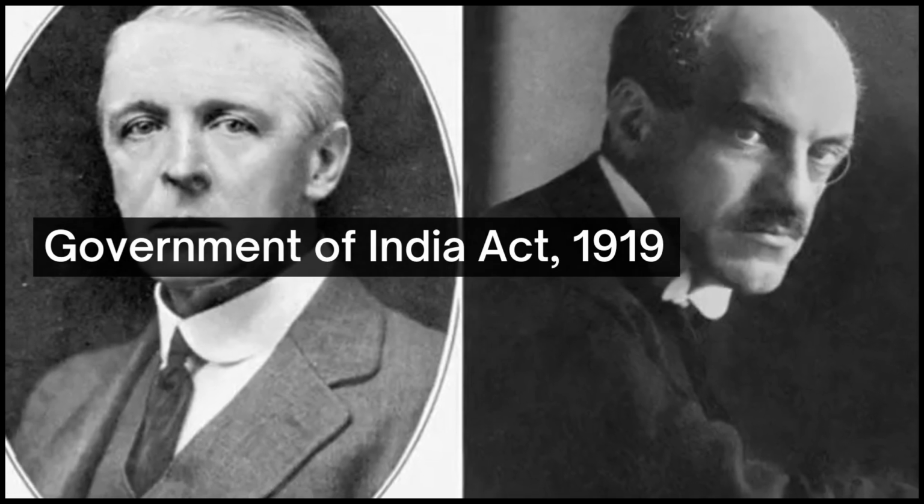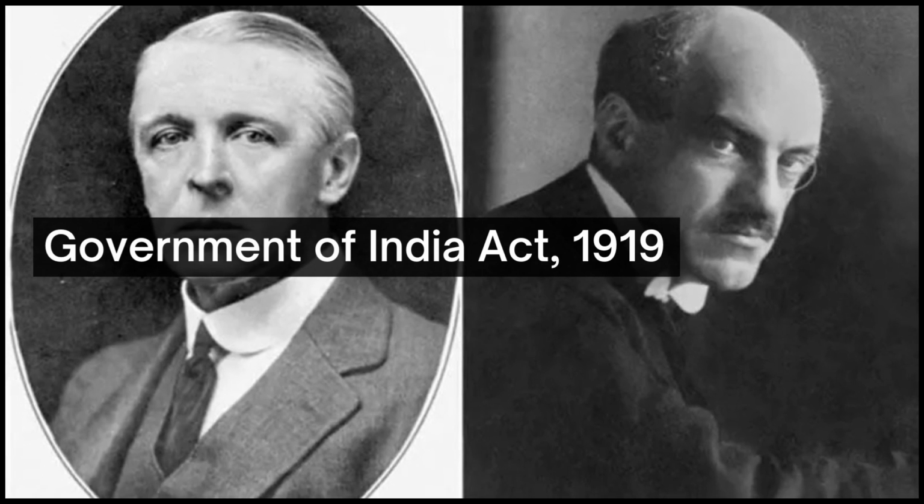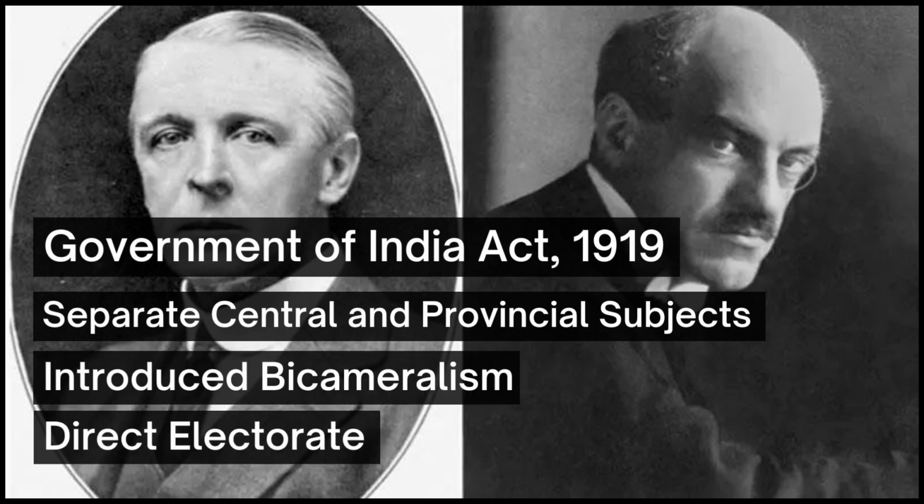The Government of India Act of 1919 declared for the first time that its objective was the gradual introduction of responsible government in India. The Act separated central and provincial subjects, in which the provincial subjects were divided into transferred subjects and reserved subjects. The transferred subjects were to be administered by the governor with the aid of ministers responsible to the Legislative Council, whereas the reserved subjects were to be administered by the governor and his executive council without being responsible to the Legislative Council. This dual scheme of governance was known as diarchy. The Act also introduced for the first time bicameralism and direct election in the country.